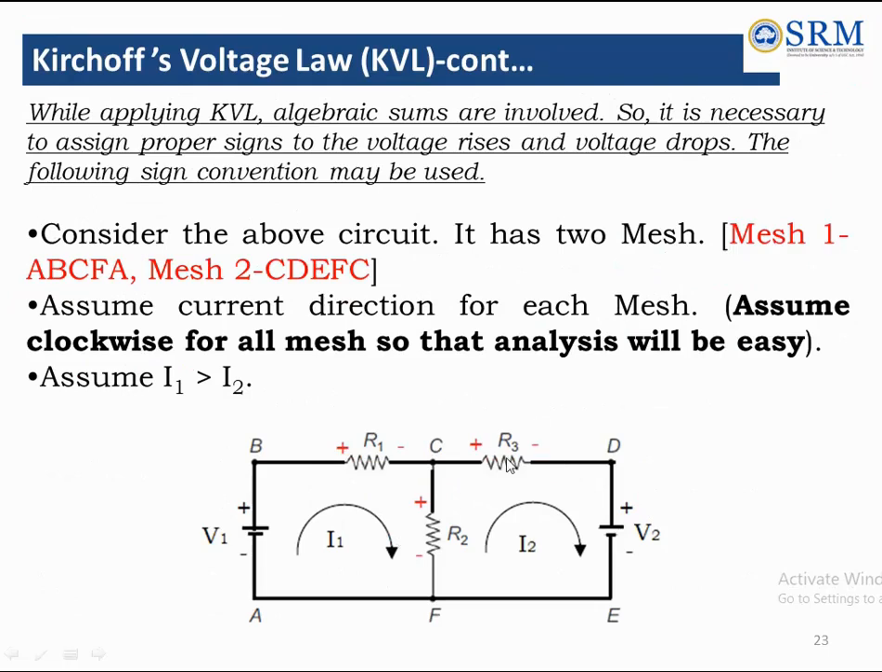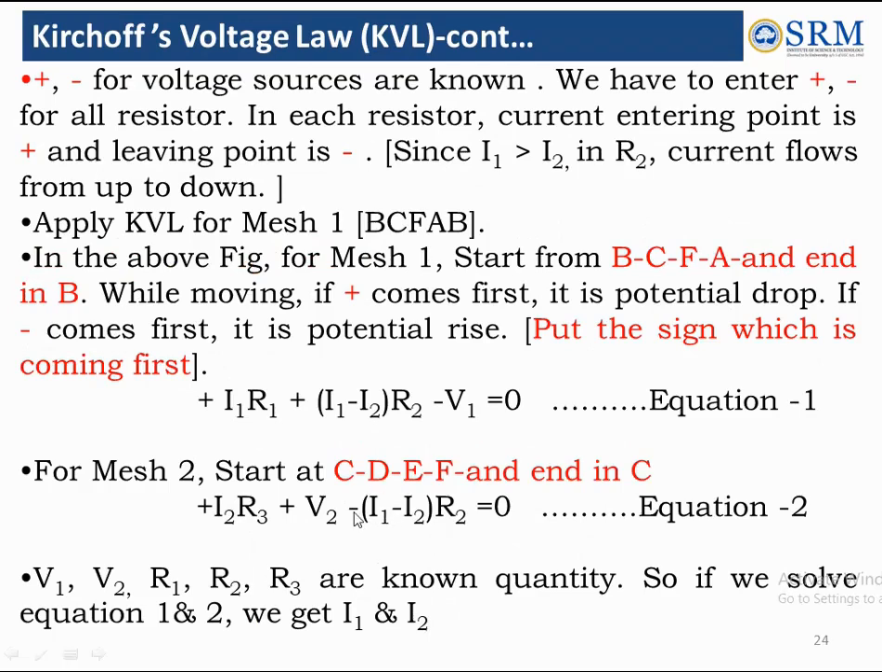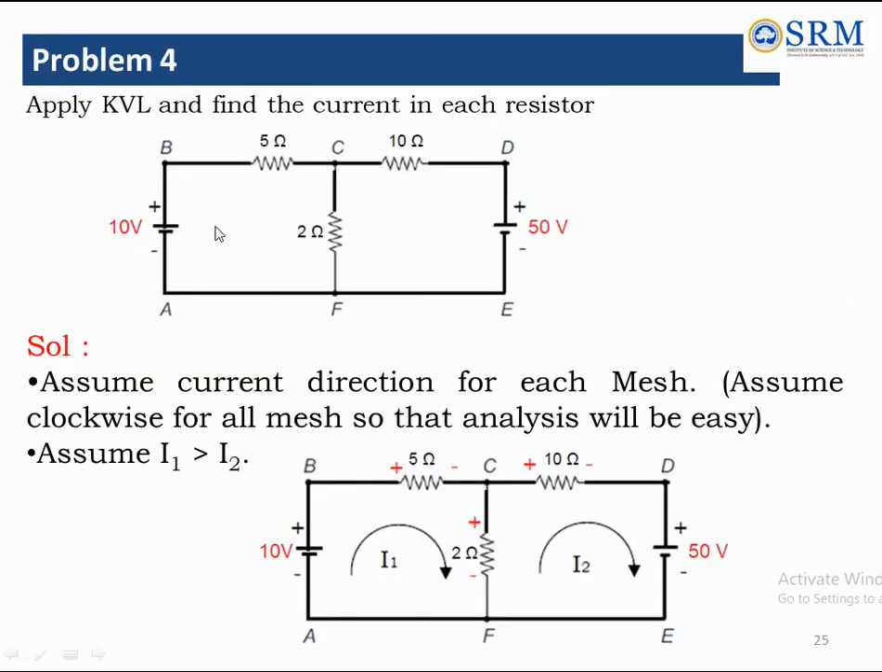If we start from here, I2 into R3 plus V2, since it is entering the positive terminal, minus R2 into (I2 minus I1) equal to 0. This is the second equation. Since the voltages and the resistances are known quantities, we can solve these two equations to find the unknown currents I1 and I2. Let us see how the same can be used for solving the problem given here.